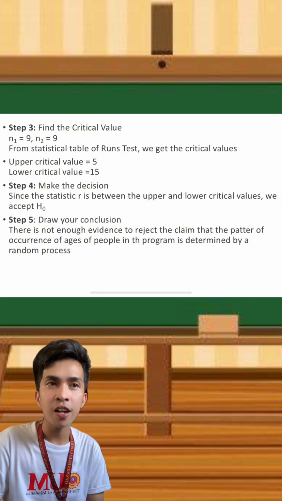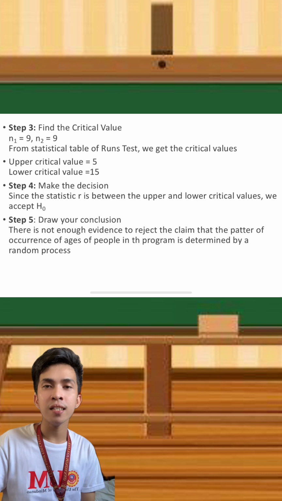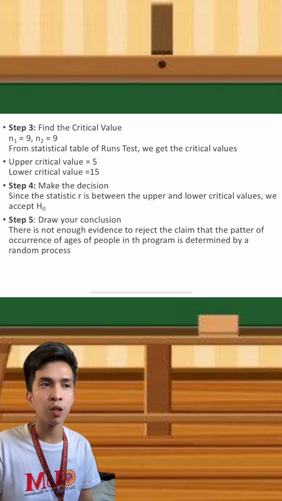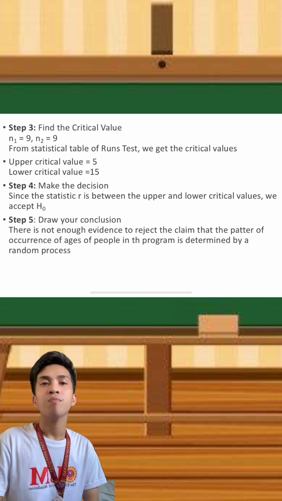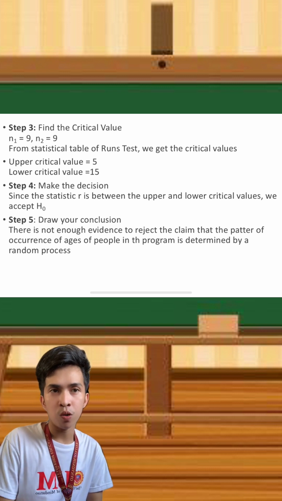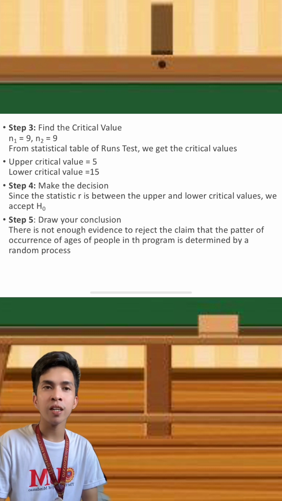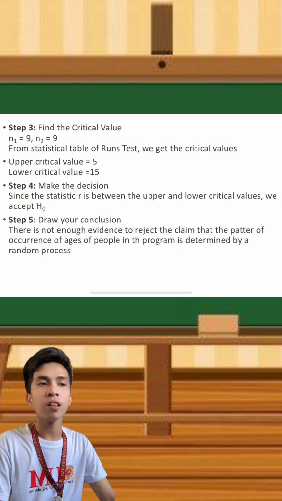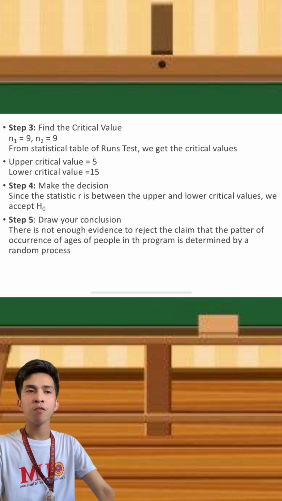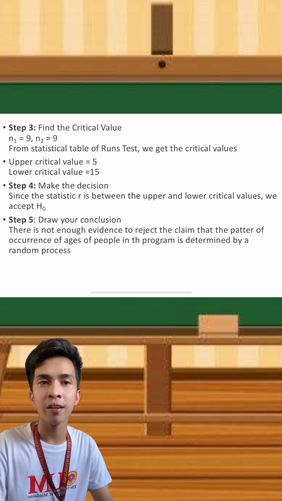For step 4, make the decision. Since the statistic R is between the lower and upper critical values, we accept H sub 0. Therefore, we conclude that there is not enough evidence to reject the claim that the pattern of occurrence of ages of people in the program is determined by a random process.